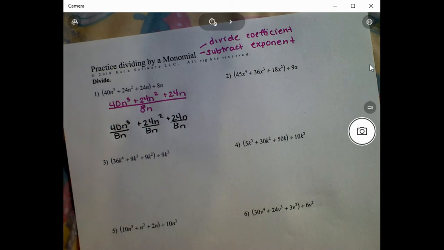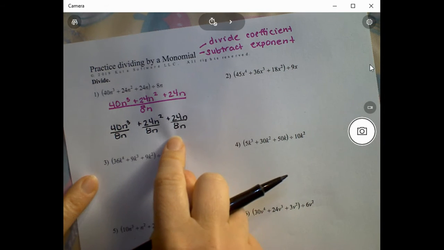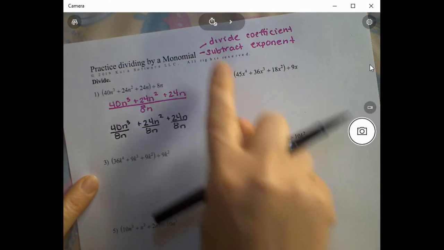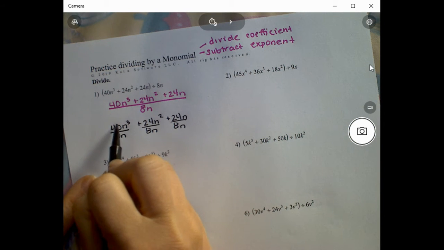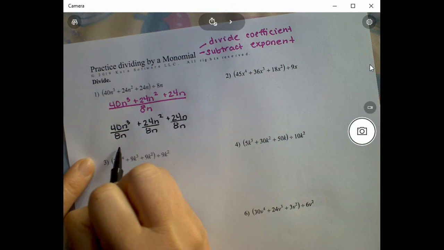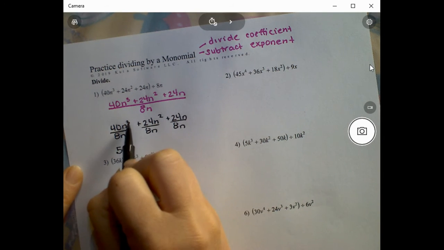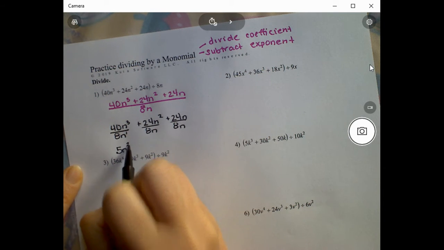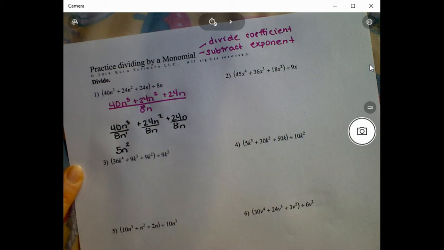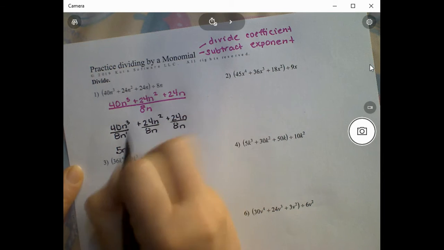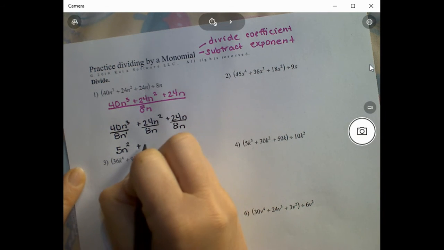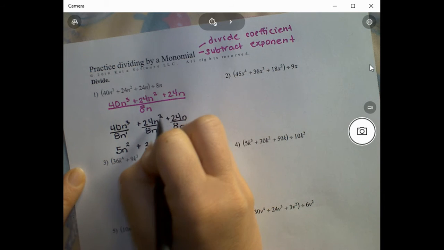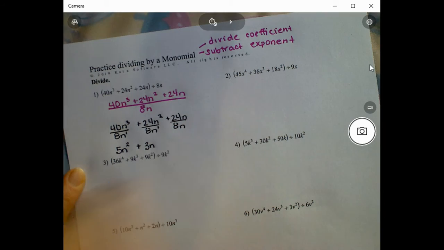All right, so now you can see you kind of have three little problems to do, and you're going to follow these rules now. So we need to divide the coefficients. 40 divided by 8 is 5. We know we're going to have an n. 3 minus 1 is 2. So 5n squared for that part. Next, 24 divided by 8 is 3. 2 minus 1 is 1n.